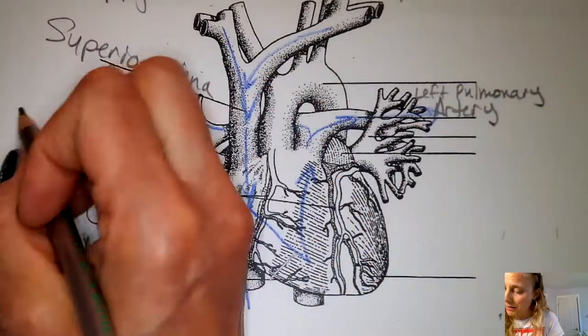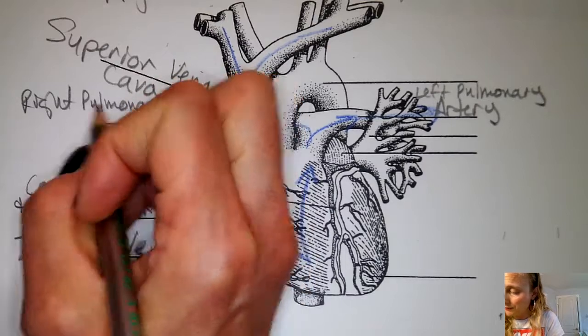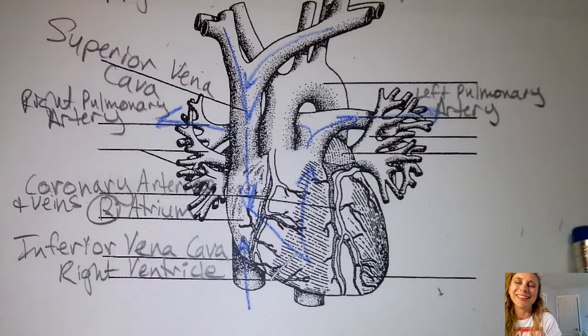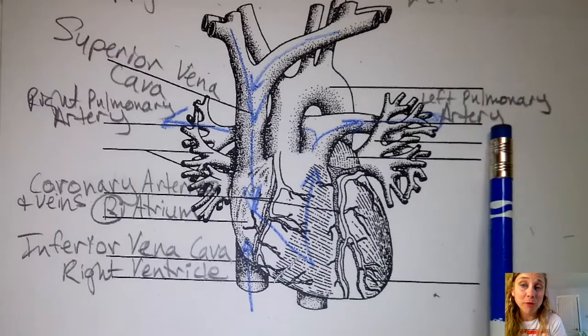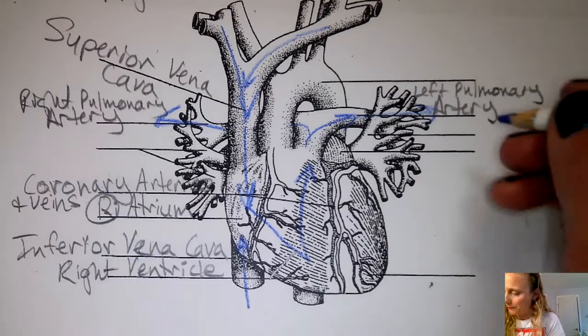Going to the left side of the body. Right pulmonary artery going to the right side of the body. And then the left pulmonary artery is going to the left lung, right pulmonary artery is going to the right lung. Okay, always go to the right lungs.